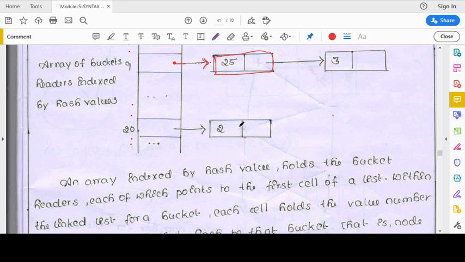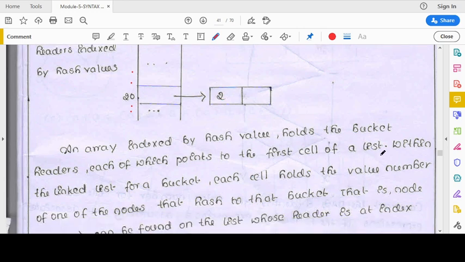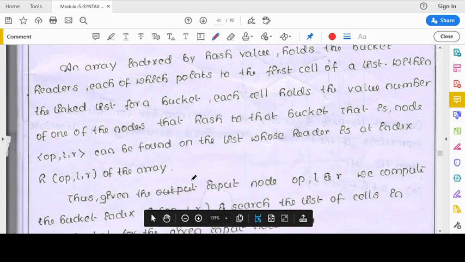So an array indexed by hash value holds the bucket headers, each of which points to the first cell of the list within the linked list of a bucket. Each cell holds the value number of one of the nodes that hash to that bucket. So a node with operator, left, right can be found on the list whose header is at the index given by the hash of operator, left and right of the array. So ultimately we move towards the top.